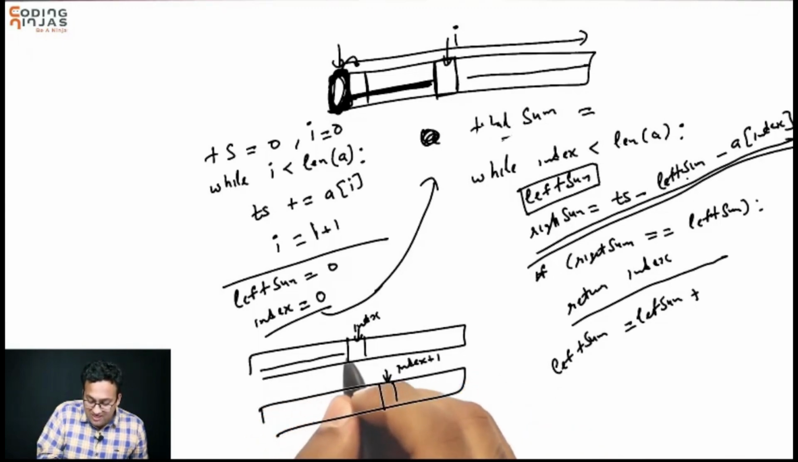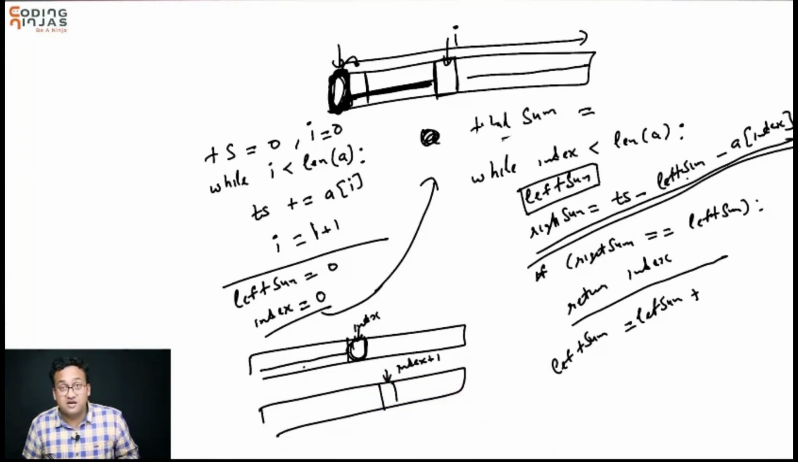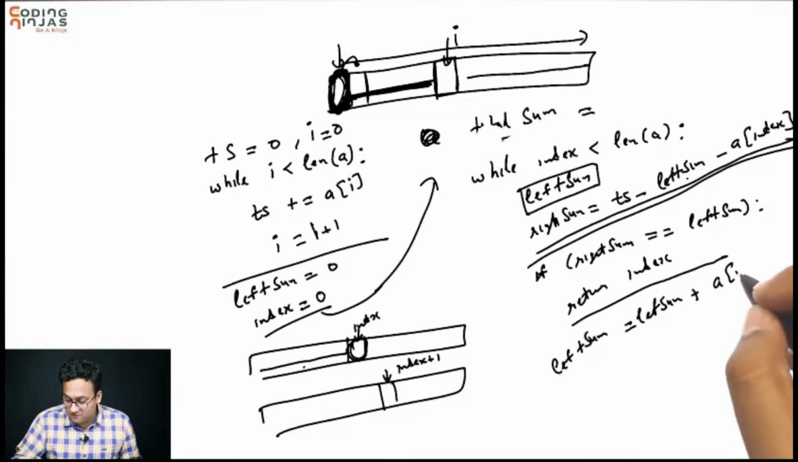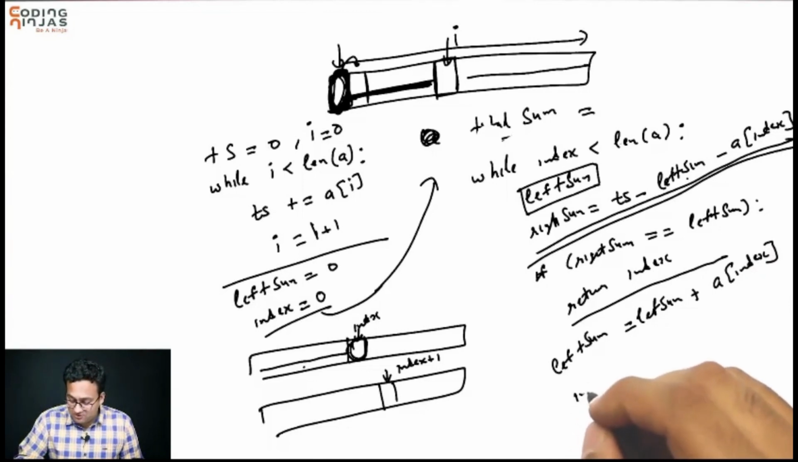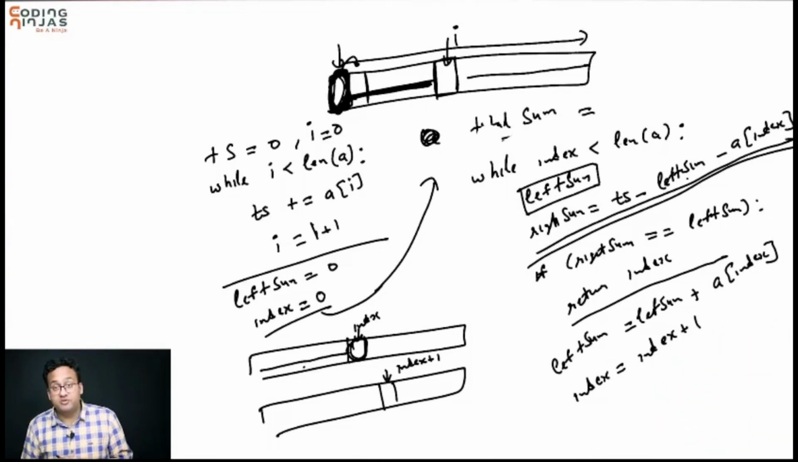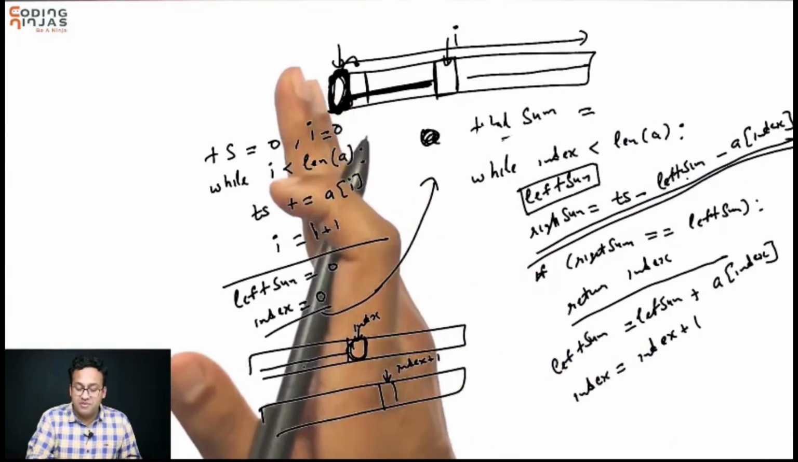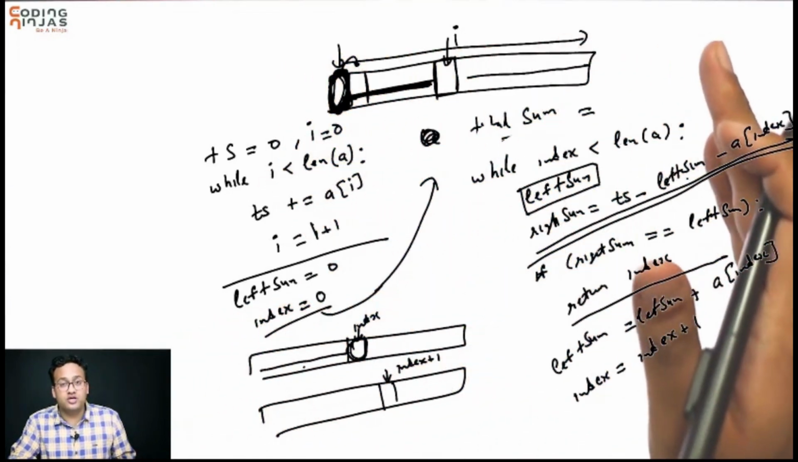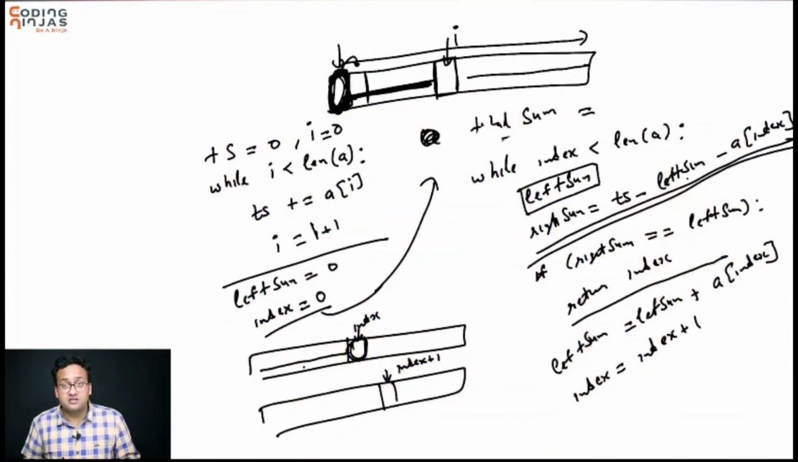So whatever was my left sum, I need to add this entry into that left sum to find the new left sum. So this will be A of index. So this is how I can update my left sum. Once you have done that, you can do index equals index plus 1 and you will be done. So in this code, what I'm trying to do is maintain the left sum as I'm going. And because I know the total sum, I'm able to find this answer.